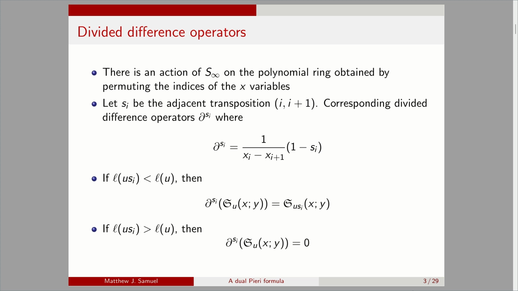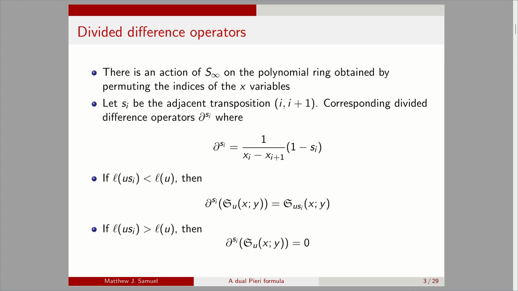So S_infinity acts on this polynomial ring. It acts only on the x variables, permuting the indices. And if we take the special element s_i in S_infinity, the adjacent transposition, we can associate a divided difference operator partial_i, which is defined as an element of the skew group ring as 1 over (x_i minus x_{i+1}) times (1 minus s_i). So when you apply this to a polynomial, you're taking the polynomial, subtracting what you get when you flip x_i and x_{i+1}, and dividing by the difference x_i minus x_{i+1}. And this indeed always yields a polynomial.